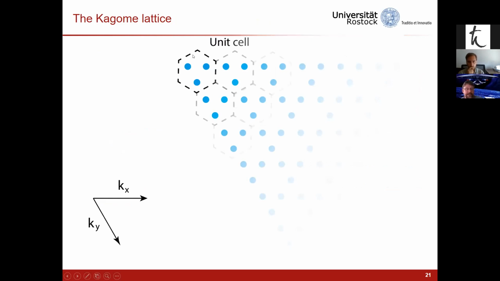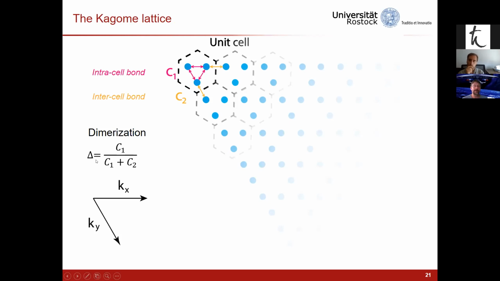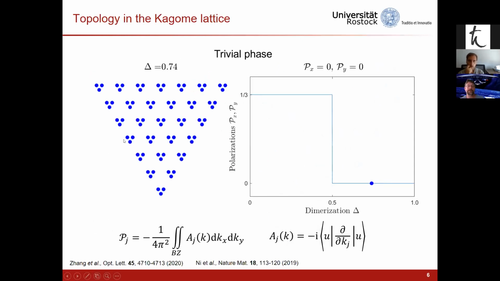So this is the unit cell consisting of 3 waveguides. We have intracell bonds, the intracell hopping denoted by C1, here the red arrows, and intercell bonds, connecting the cells, with the yellow C2. And then we define the dimerization with this, and dimerization just says, okay, either you have a stronger bond within the unit cell or you have a stronger bond between the unit cells. This is essentially the idea. And if dimerization is exactly 1/2, then all the hopping is the same. That's the idea.